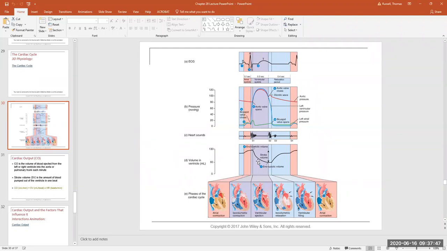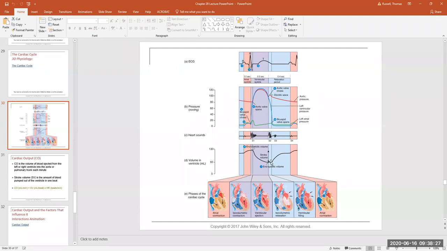Now, if we go back up to the pressure chart, we see that ventricular pressure starts to fall. And that's because the ventricles have completed their contraction phase at this point. So all the purple ends at this line. From this line forward, the ventricles are in relaxation. When the ventricles begin to relax, the pressure starts to fall. And as soon as the ventricular pressure, the blue line, drops below atrial pressure, which is the green line, I know at this point right there that the AV valves open.